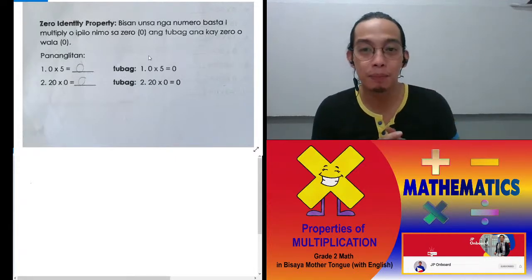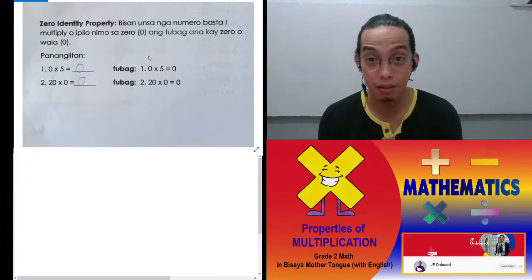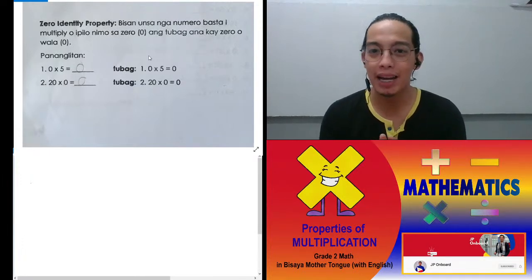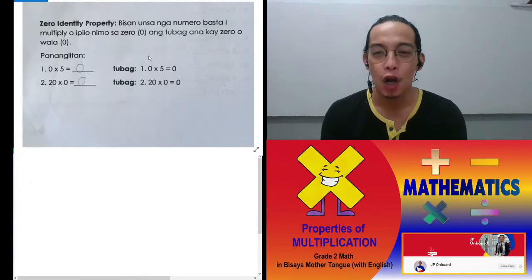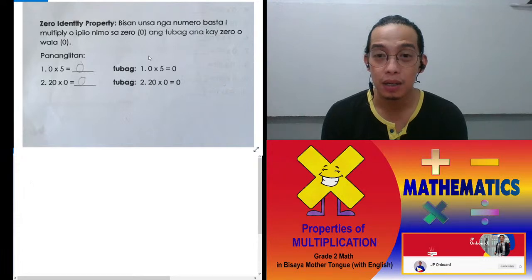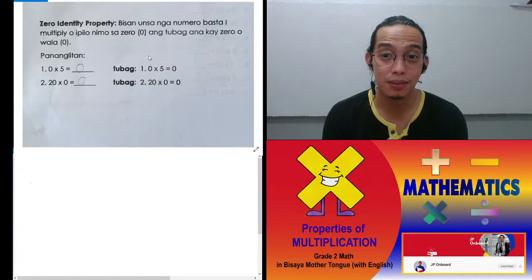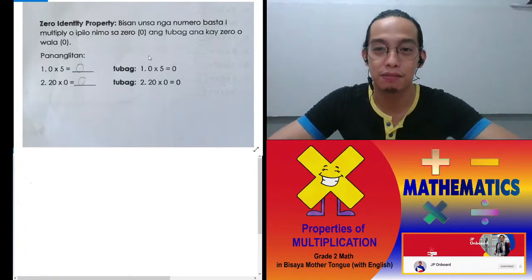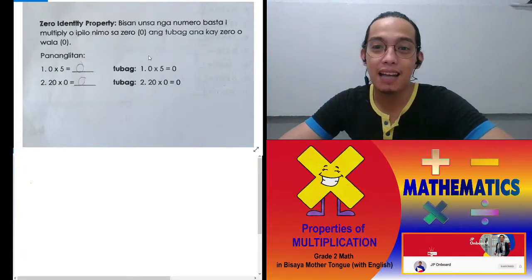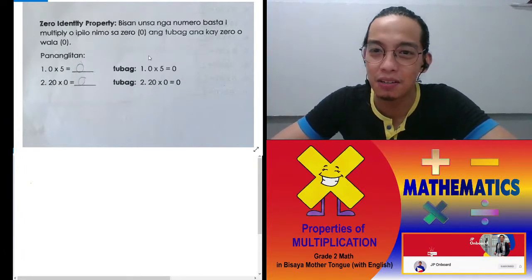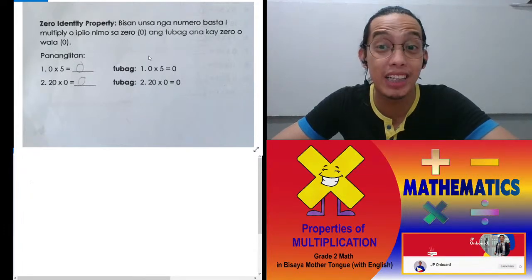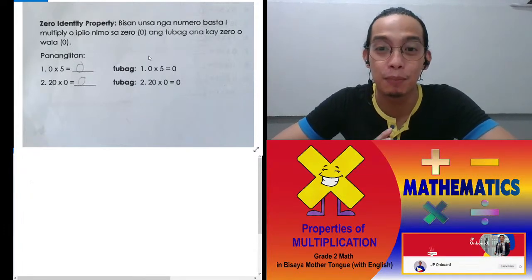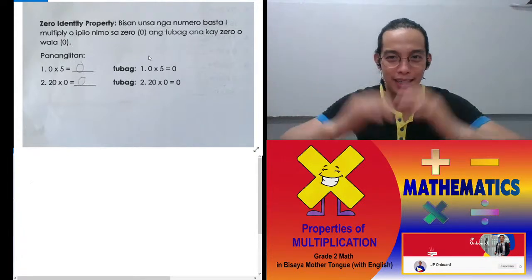Pero kani, multiplyan nimo og 0, 0 ang answer. Any number multiplied by 0 is 0. Okay? When you see kanang times 0 sa number sentence, ang answer is 0. Unless you divide siya, bracket to bracket, but that's for another discussion. Again, any number multiplied by 0 is 0. Kung lagyan ni 0, 0 na siya. Multiplication lang, ha? Think multiplication.